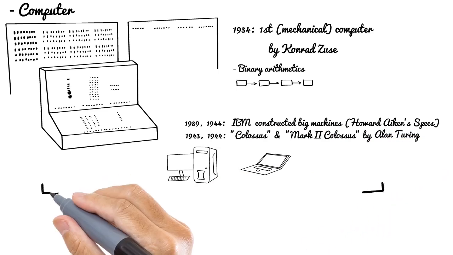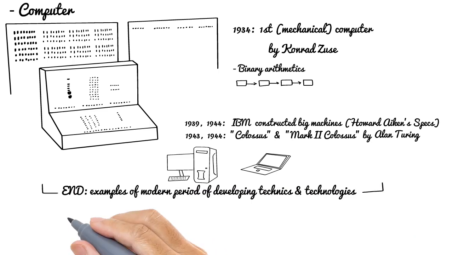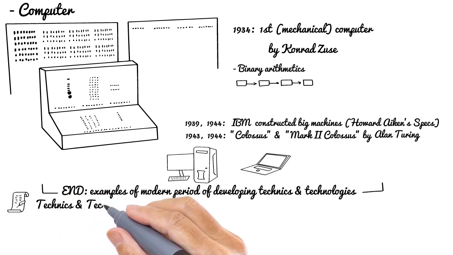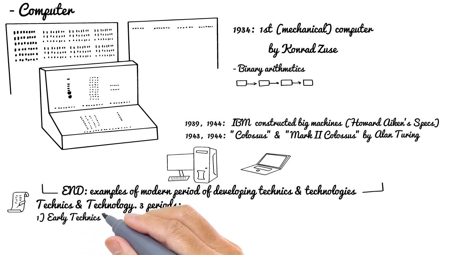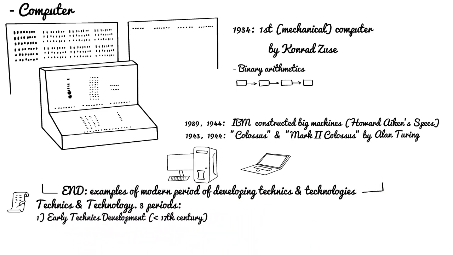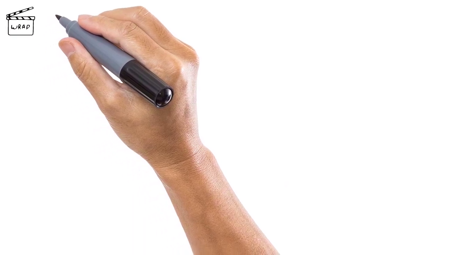That's probably enough examples of the modern period of developing techniques and technologies. Just to remind, we divided our history into three periods. The first period of early technique development, from ancient times up to the 17th century and the rise of modern science. The second period is the Industrial Revolution and the appearance of the term technology. And the third period with a story from the mid-19th century to nowadays. Let's wrap up all the examples.